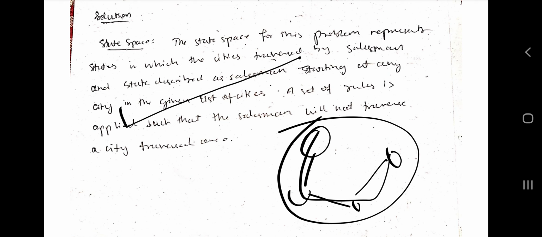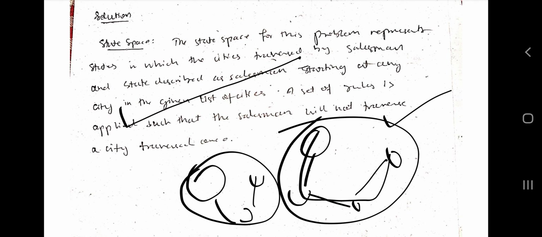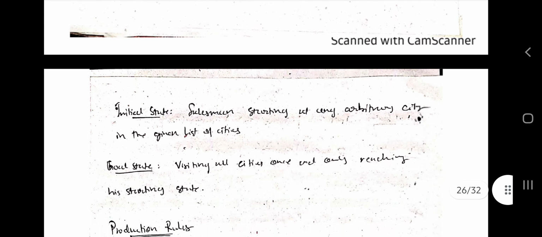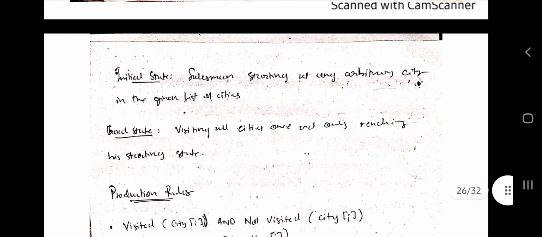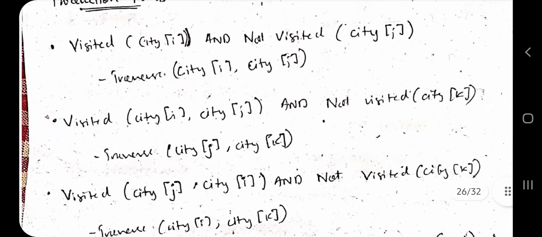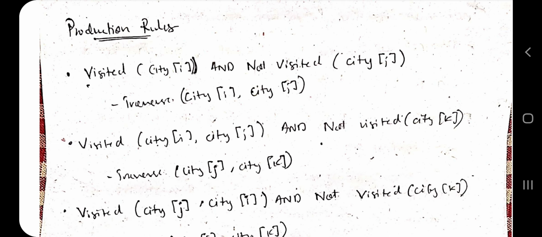Like one path is called one state, another path is called another state. So this constitutes one state, this constitutes another state. Okay, initial state is the starting city and final state is the ending city. Production rules are also very simple. If you have visited the city I and you have not visited the city J, traverse from city I to J. That's all. Traverse means travel.